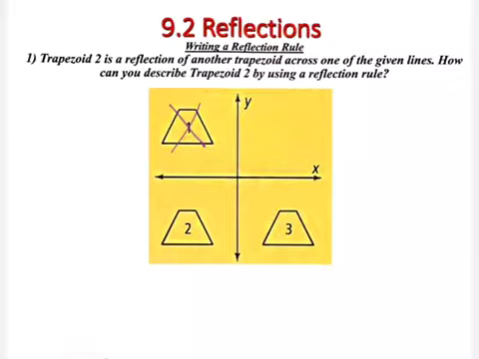However, 2 and 3 seem to share a relationship. So if I wanted to describe trapezoid 2 using another trapezoid, I would say that I have a reflection over the y-axis of trapezoid 3. That's how I get trapezoid 2. So reflecting trapezoid 3 over the y-axis would give me trapezoid 2.